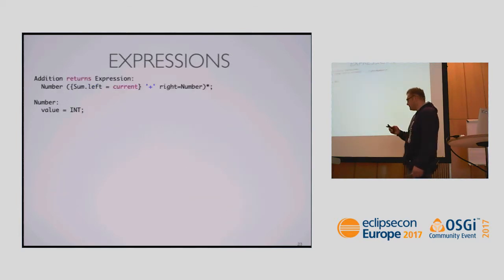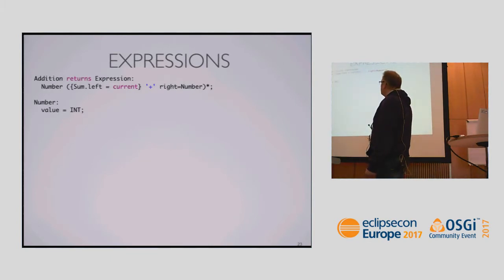Okay. This is how it should be. And here we see this assigned action. What does this mean? You see this part here is optional. The whole part is optional. So we will start with an addition, but we'll immediately enter the number rule. And maybe nothing else happens.